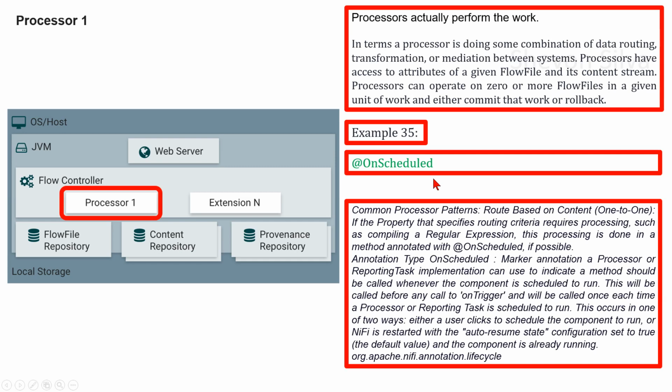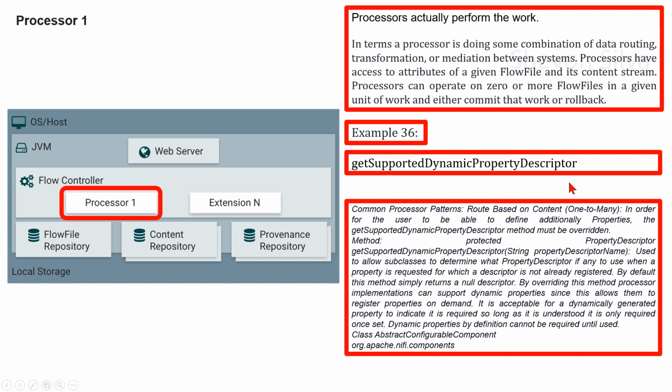The processor exposes the property that indicates routing criteria. If the property that specifies the routing criteria requires processing, such as compiling a regular expression, this processing is done in a method annotated with @OnScheduled if possible. The result is then stored in a member variable that is marked as volatile.